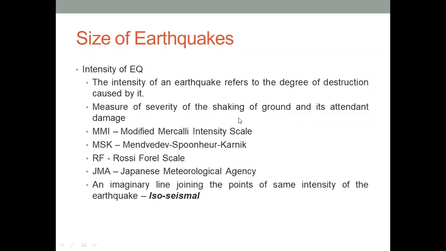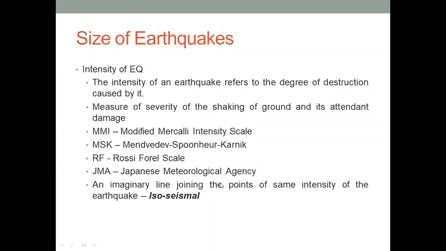It is the measure of severity of the shaking of the ground and its attendant damage. There are around four scales: the MMI scale, the MSK scale, the RF scale, and the JMA scale. MMI is the Modified Mercalli Intensity scale. In our IS code, we refer to this MMI scale only, and based on that the codal recommendations are defined. Another one, the MSK scale, is the Medvedev-Sponheuer-Karnik scale. RF is the Rossi-Forel scale, and JMA is the Japan Meteorological Agency scale.